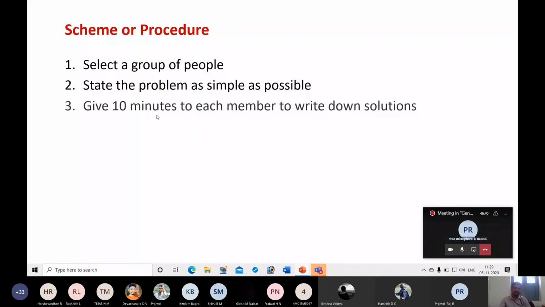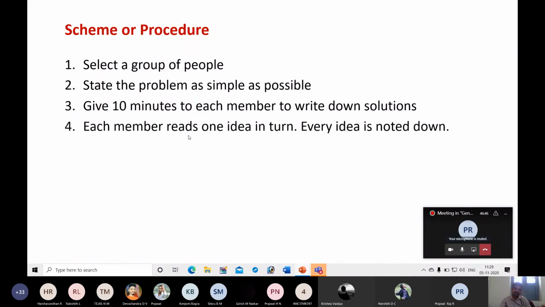Next, give 10 minutes to each member to write down solutions. Next, each member reads one idea in turn. Every idea is noted down. That means when someone is giving an idea, others will simply sit quiet. They don't criticize, saying this is not feasible, this is not a good idea, this is bad. Like that, no one will criticize in brainstorming. Every team member will be allowed to come up with their own idea, and that will be noted down without any criticism or judgment.